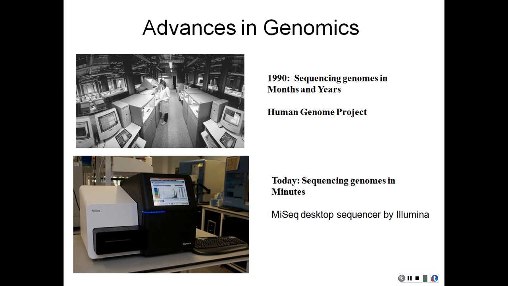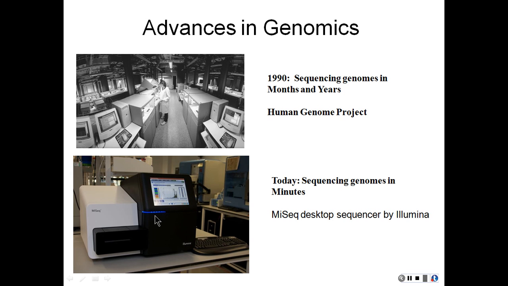So if we take a look at what's happened in genomics, and this is a very young field, right? We didn't really get the ability to work with entire genomes until the 90s. The Human Genome Project started in 1990, and back then this is what the facility looked like. This was the many different computers. It took months, years to get a whole genome sequenced, and nowadays there are personal desktop sequencers.